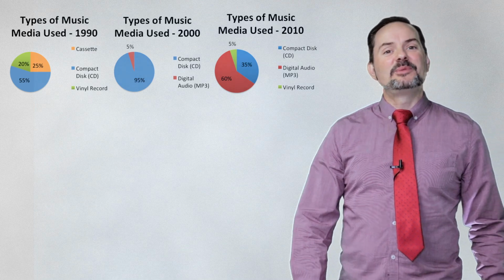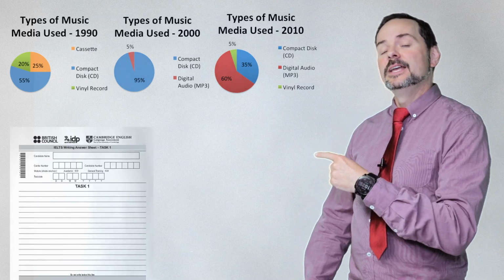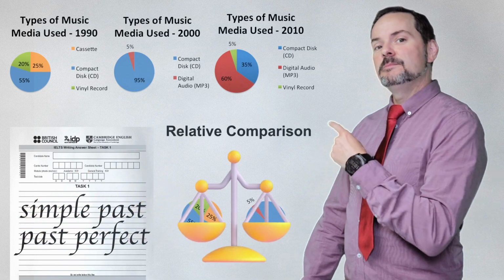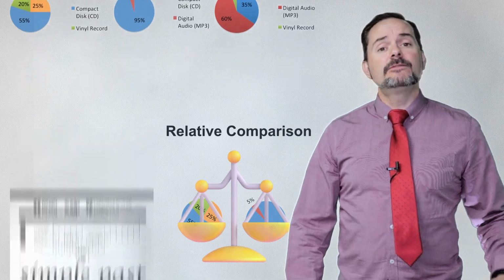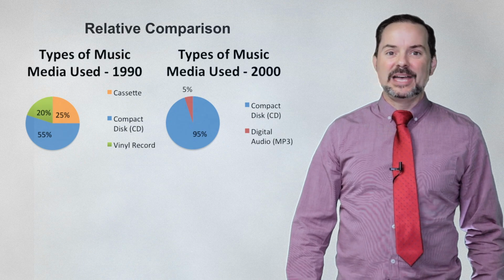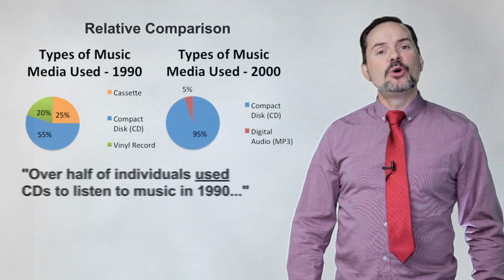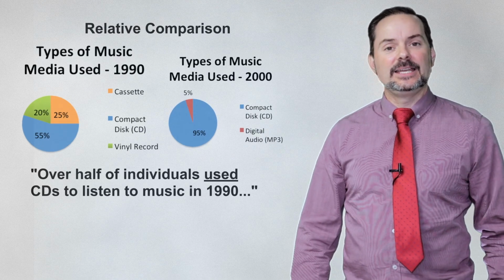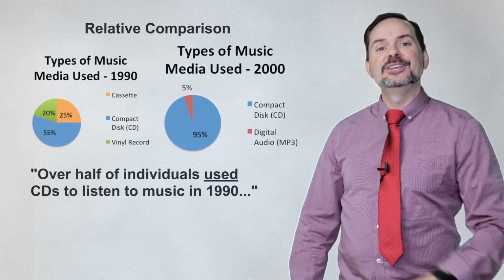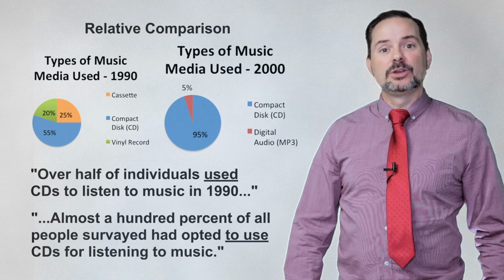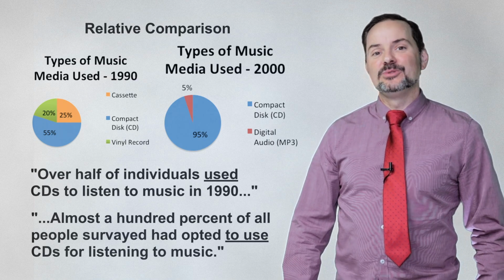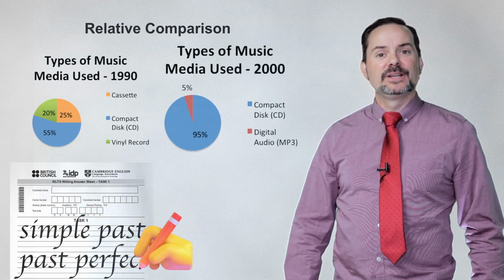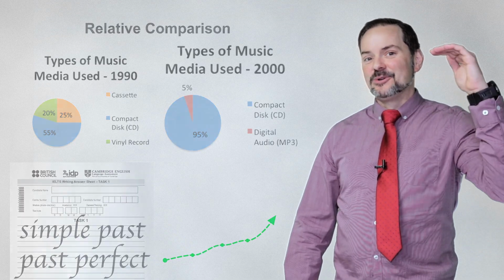The best way to respond to pie chart questions in Task 1 is to use the simple past and past perfect when describing relative comparisons between the time periods. Take, for example, the CDs in 1990 and 2000. It's best to state that just over half of all individuals used CDs to listen to music in 1990. However, by 2000, 10 years later, almost 100% of all people surveyed had opted to use CDs for listening to music. It's this kind of simple past and past perfect that will be accurate and get you those high scores.